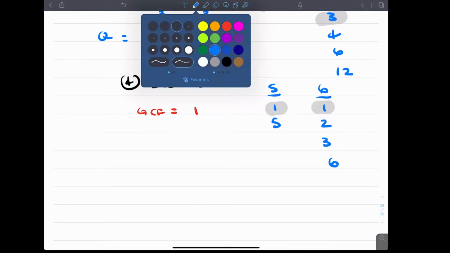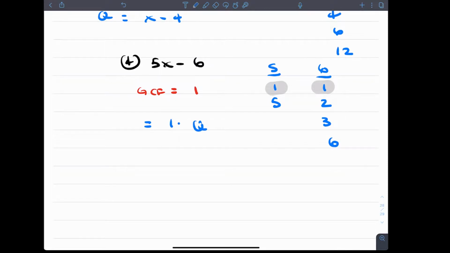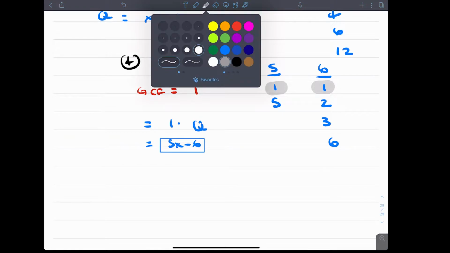So if you said, am I going to write this as 1 times a quotient? And I'll say to you, you will, but what do you guys notice? What's anything divided by 1? Yes. So you might say, that's 5x minus 6. Yes. In other words, this is already factored in some sense.